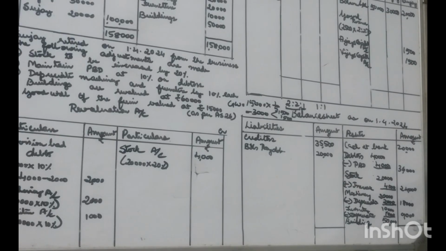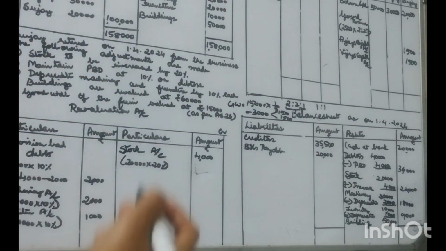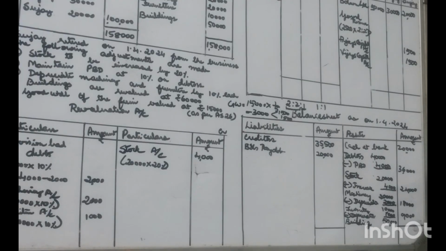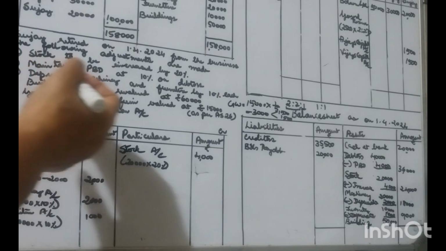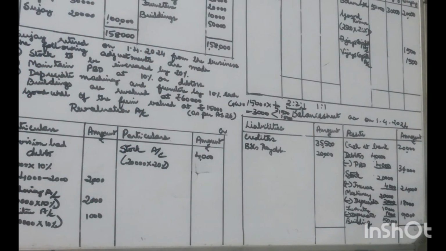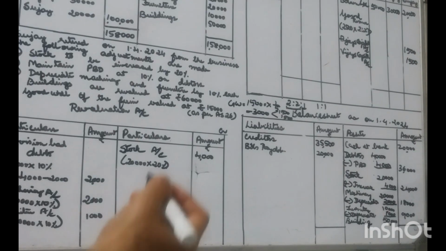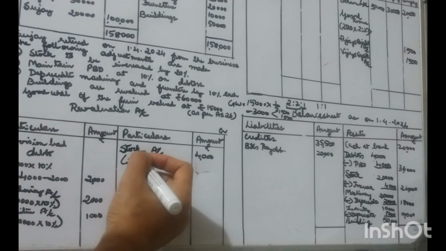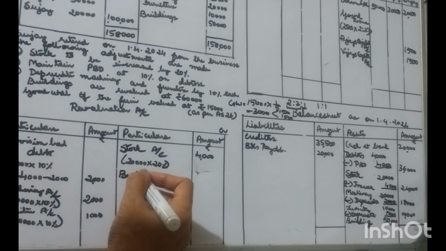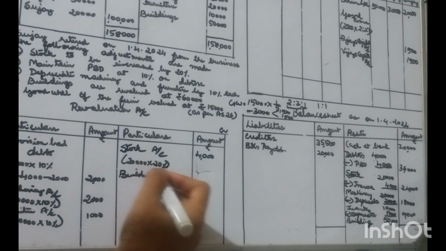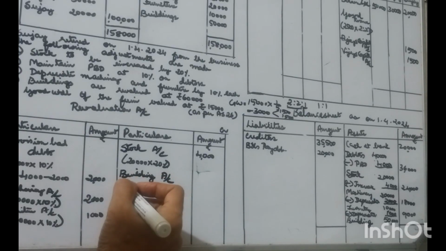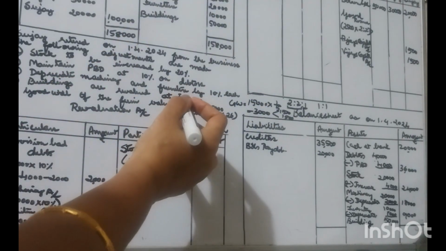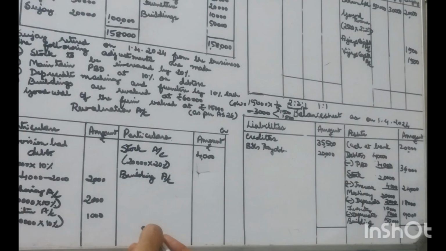So the revaluation account can be closed by finding out one more entry. Buildings are revalued. When the building is revalued, the present value of the building is 60,000. Earlier it was 50,000. So there is an increase in the value of building. Earlier it was 50,000, now the value has increased to 60,000.